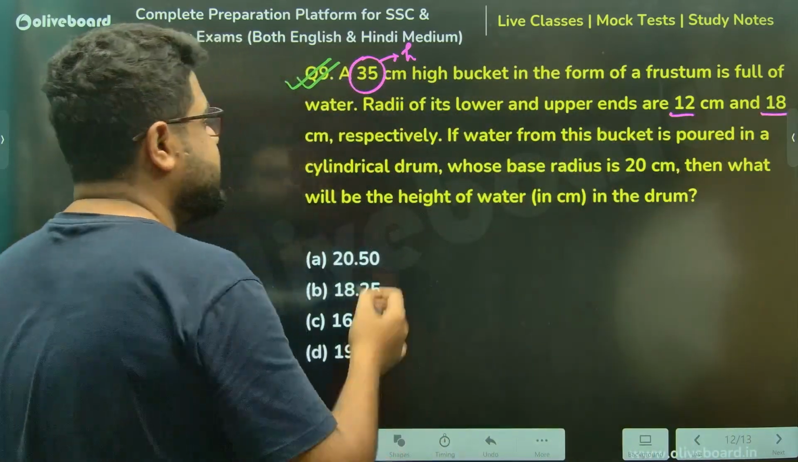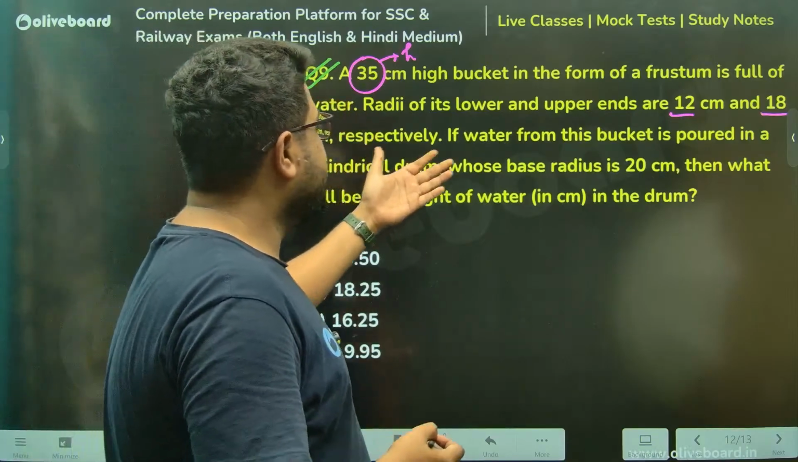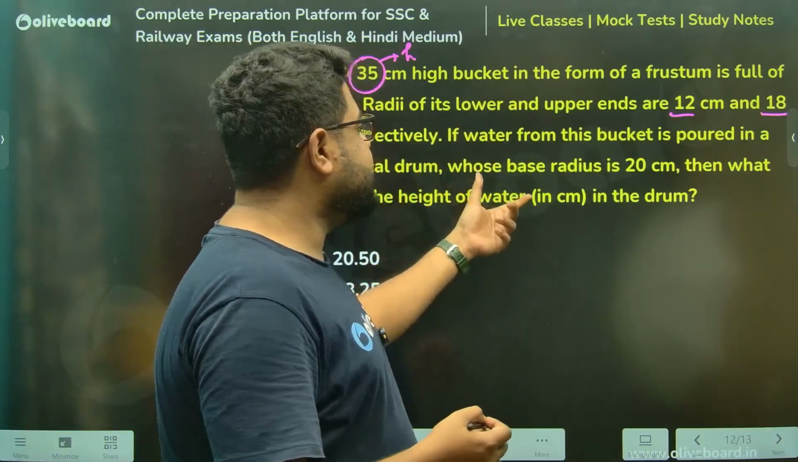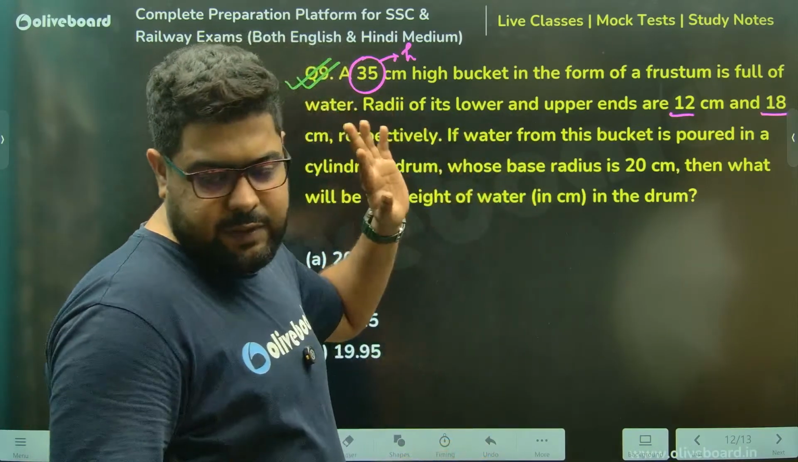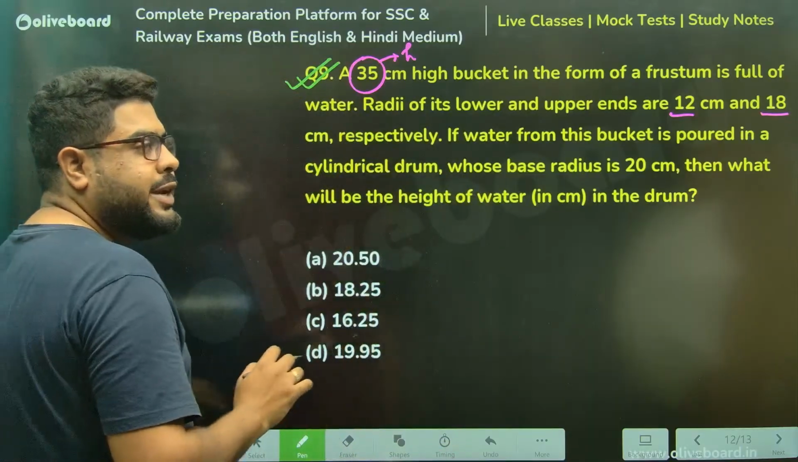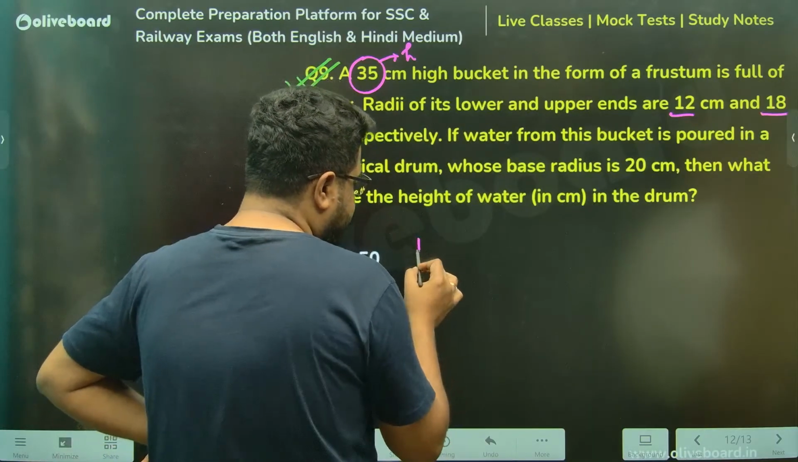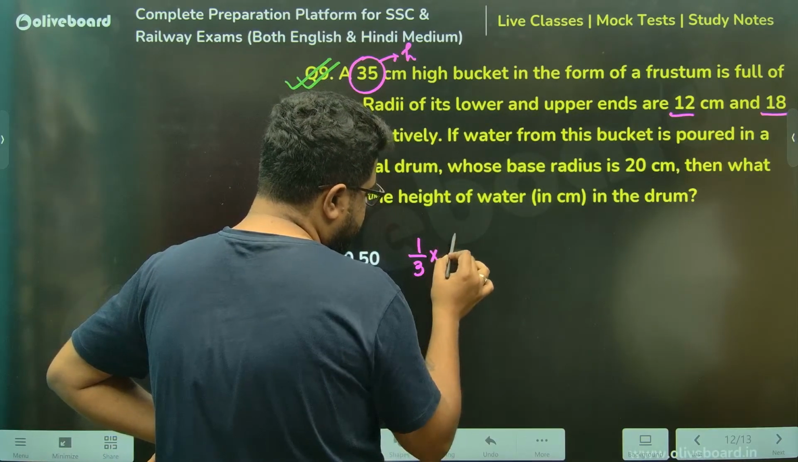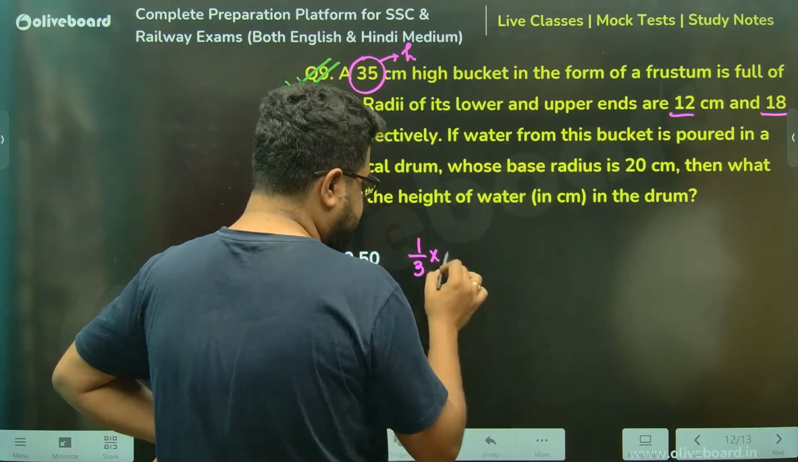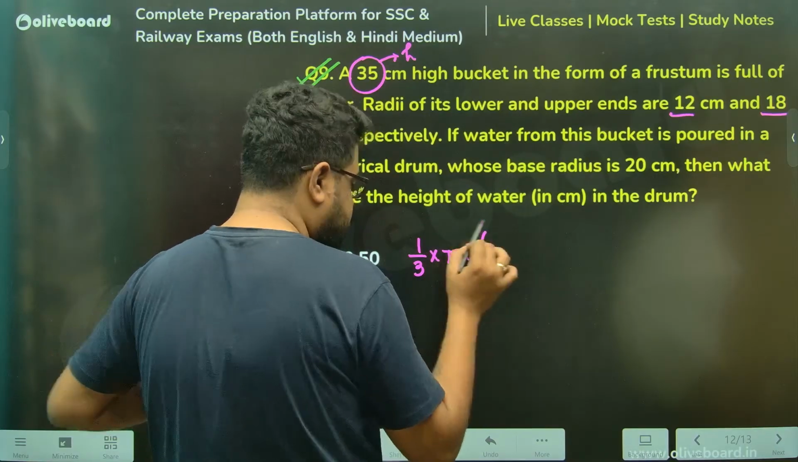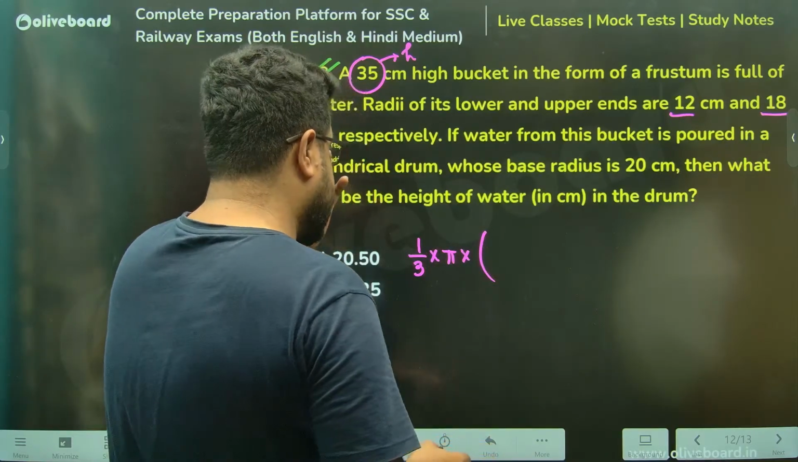First things first. Water is poured from this bucket into a cylindrical drum. What will be the height of the water? So volume equals volume, we need to do that. The frustum volume is 1/3 pi times (R1 square plus R2 square plus R1 R2).